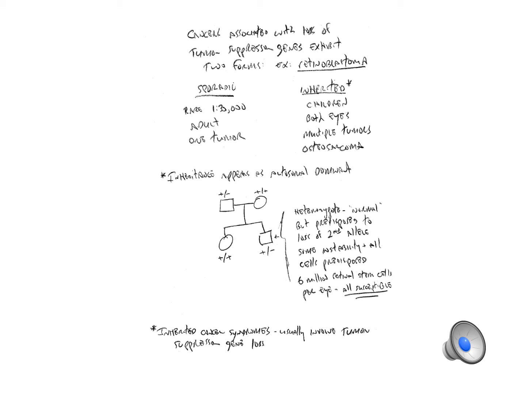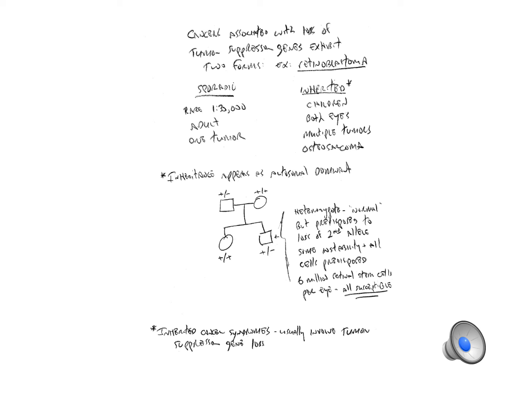The sporadic form is just very rare because both alleles have to be lost in a single cell, whereas in the inherited form, every single cell in the body has already lost one. In the sporadic form, both have to be lost in the same cell, and that's why you see it at a much lower frequency, 1 in 30,000. It takes a long time to happen. If anybody gets it, the person's an adult, and they usually only get one tumor. And this is the classic inheritance pattern that you see with all of the tumor suppressor genes, both sporadic and inherited forms.